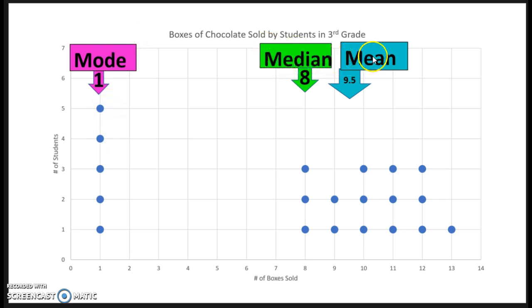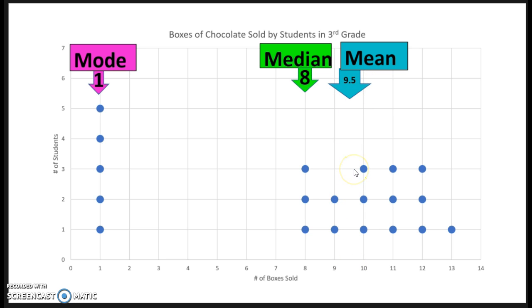So now we have to look at median and mean. The median is 8. While again, this is getting a little bit closer to what was typical, there are still a lot more data points over here than over here on the side of the mean. Now I'm going to look at the mean of 9.5.